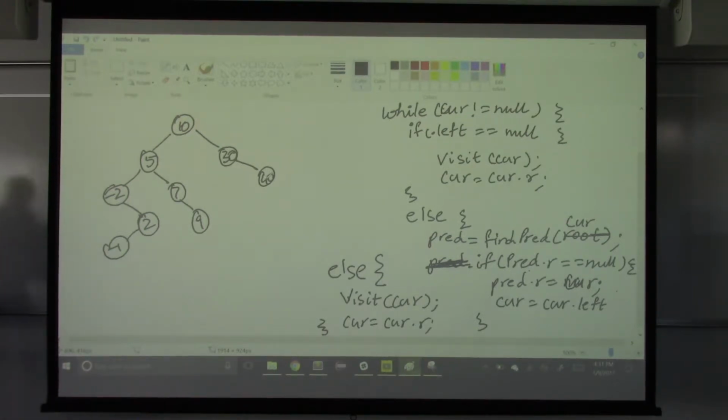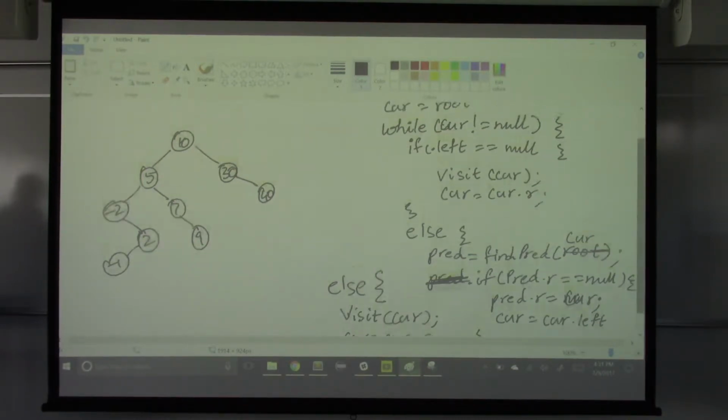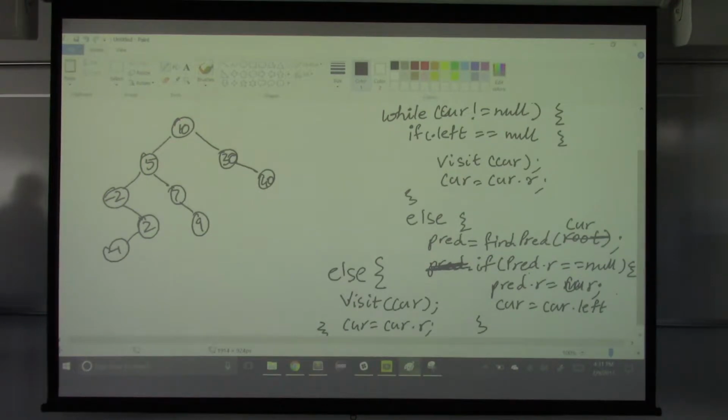Okay, so now cur equals root and cur is not null. Then I enter this while loop. There's nothing above this. Does 10 have a left? It does, right? So I go into the else and I find the predecessor, which is what? Predecessor of 10.